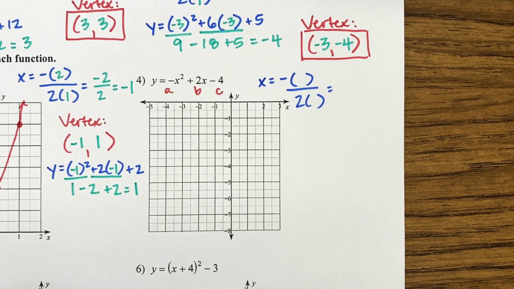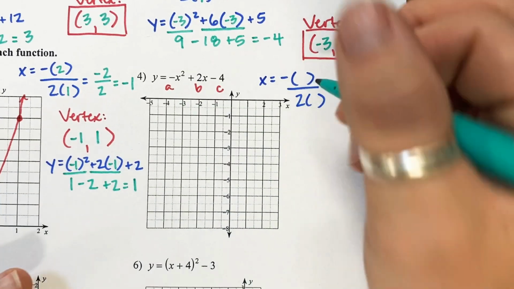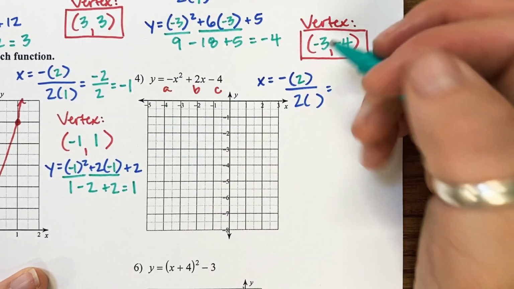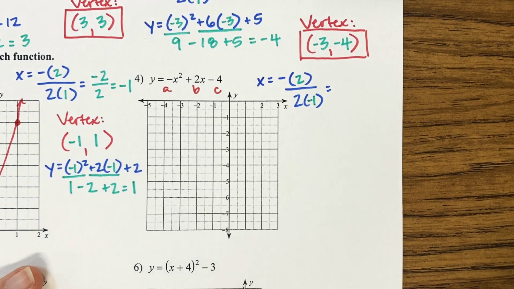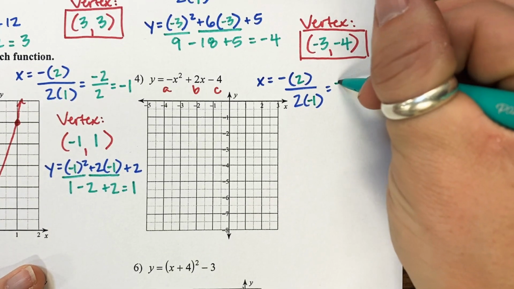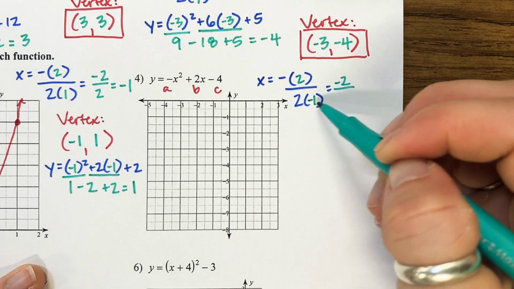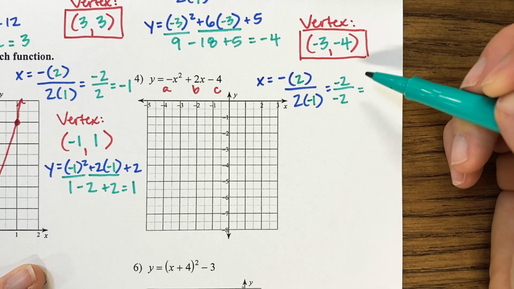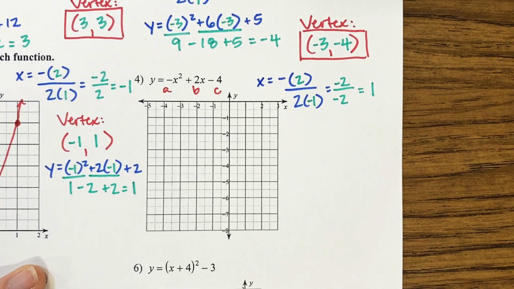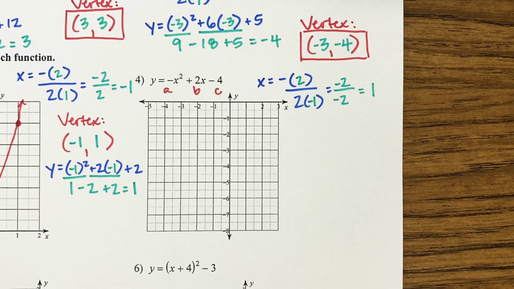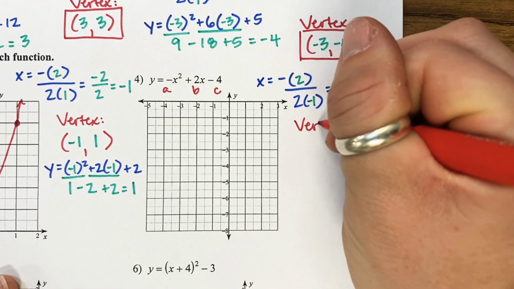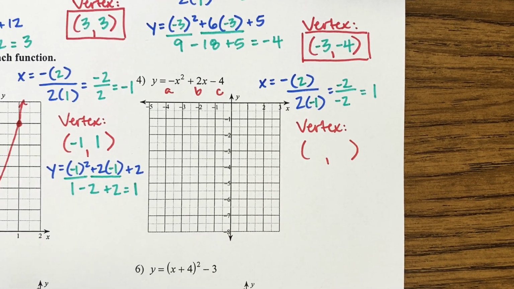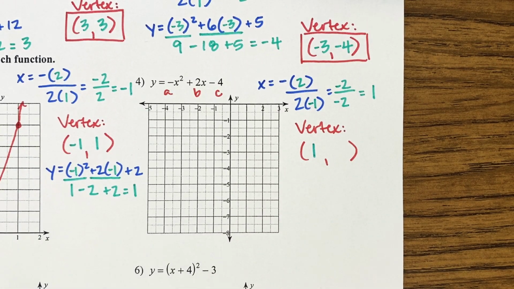Okay, let's plug in our b on top. My b is positive 2 again. But this time my a is negative 1. Okay, you see that negative sign? Negative 1. Okay, so I get negative 2 on top, divided by 2 times negative 1, which is also negative 2. Okay, negative divided by negative, 2 divided by 2 is just positive 1. Okay, so the x part of our vertex on number 4 is positive 1.